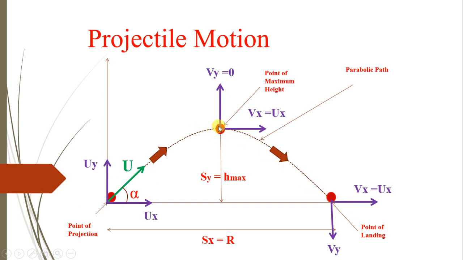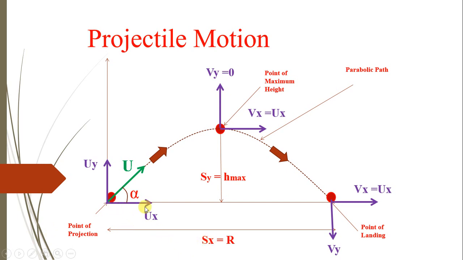At the point of maximum height, the velocity in the vertical plane is equal to 0 and the velocity component in the horizontal plane is equal to ux. Then it starts coming down, and here is the point of landing. At the point of landing, vx is equal to ux and vy is the vertical component of the velocity. Between the point of projection and the point of landing, the horizontal displacement is sx.